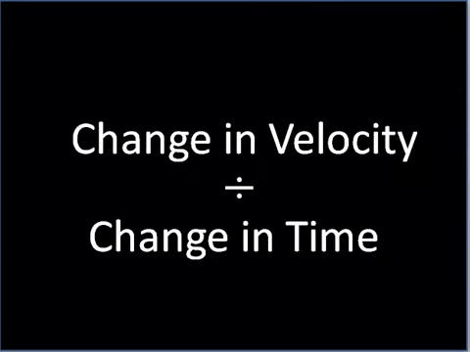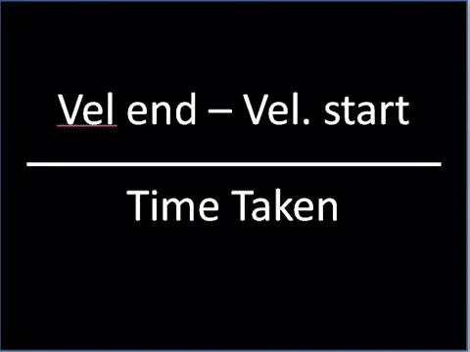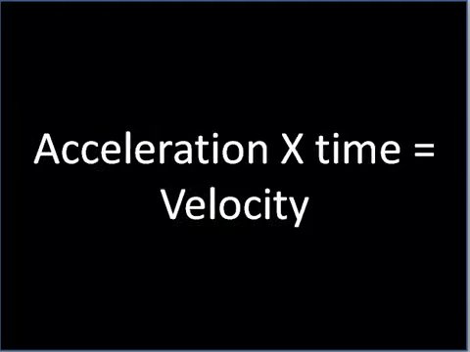Since acceleration is the change in velocity in a certain amount of time, it can be written mathematically as the change in velocity divided by the change in time. This can also be written as the velocity it has at the end minus the velocity it has at the start divided by the time it took to do the movement. To find the velocity of something given an acceleration, we multiply the acceleration by the time. To get acceleration times time equals velocity.